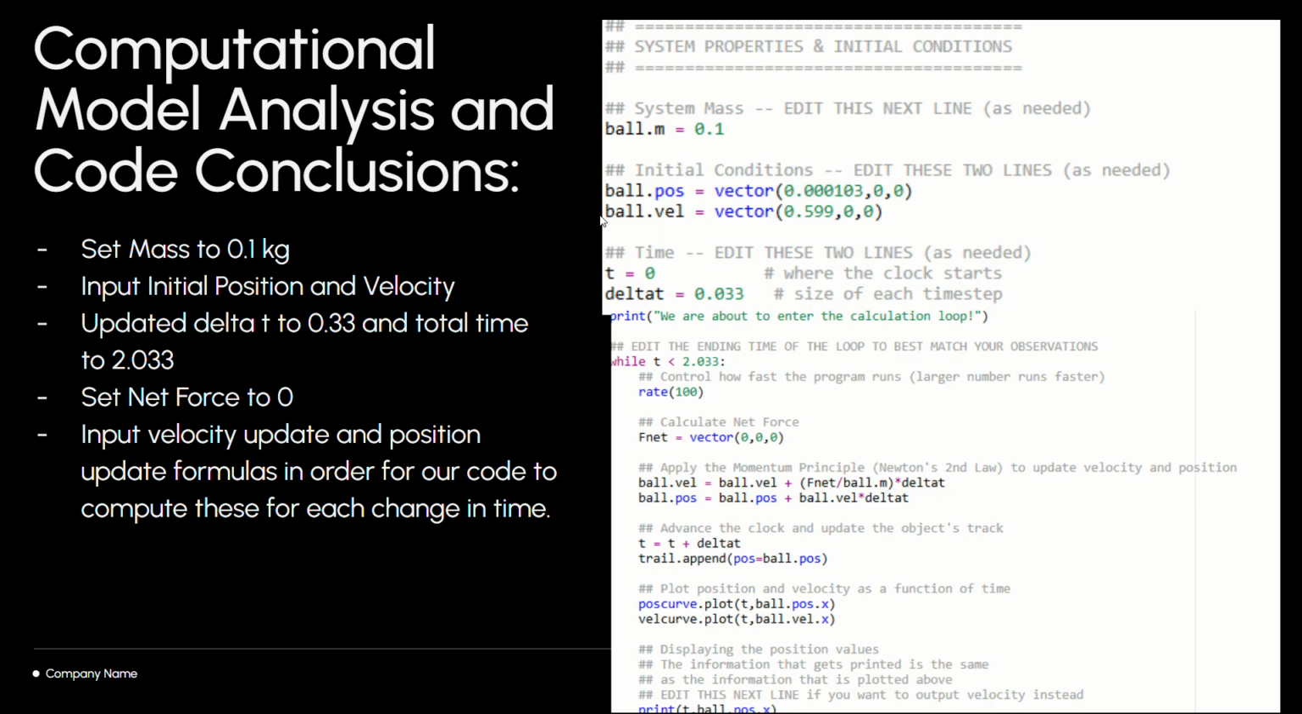Now for the fun part, our code. We got to change our starter code, and we set our mass equal to the mass of the weight, which is 0.1 kilograms. We input our initial position and velocity found in the previous slides. We updated delta t to 0.33 seconds, which is the change in every frame, and our total time to 2.033 seconds, which was the time of our video. We set the net force equal to 0, and we input our velocity update and position update formulas in order for our code to compute these for each time interval.